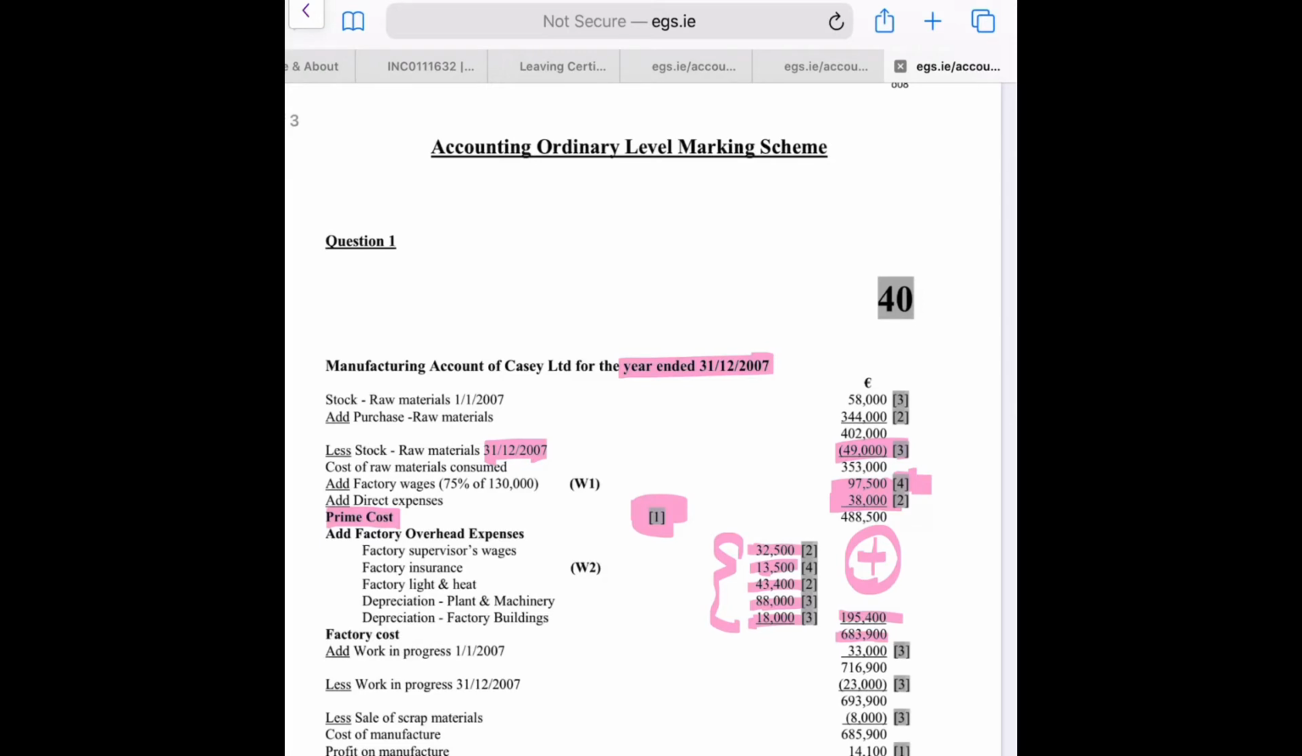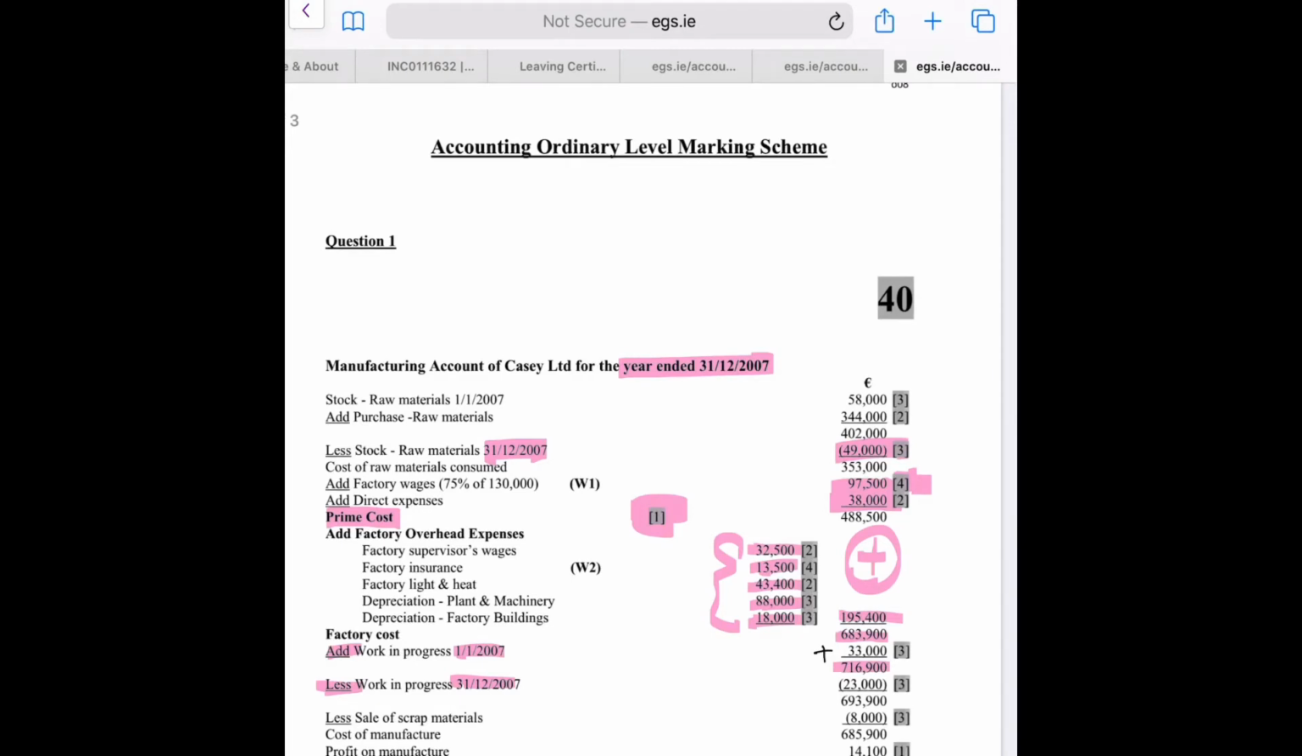Then you're adding your work in progress. So at the start of the year, you had some tables that were half made. So they were obviously finished, they were completed during the year. So you're adding your opening and you're subtracting your closing. You don't need to do this subtotal here, okay? You can just put them in one after each other. So add your opening, take away your closing. So you're adding 33,000, okay? So that's an add. And you're taking away your 23,000. So the brackets signify that it's been subtracted.